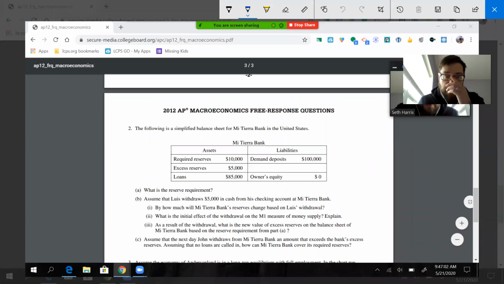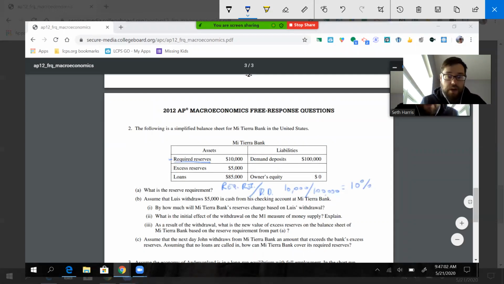Okay, so part A, what is the reserve requirement? A reserve requirement, again, is required reserves divided by your demand deposits. Up here, we have a split out required reserve section. So we have 10,000 over demand deposits of 100,000. So it's a nice round number of 10%. That's our reserve requirement, 10% of demand deposits.